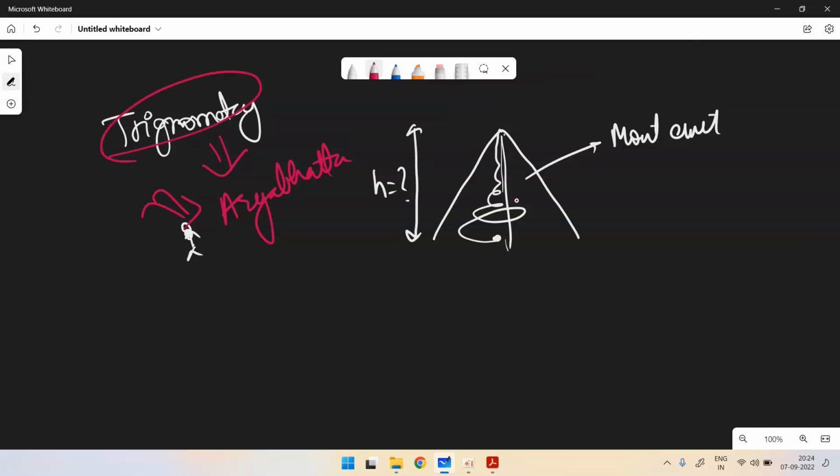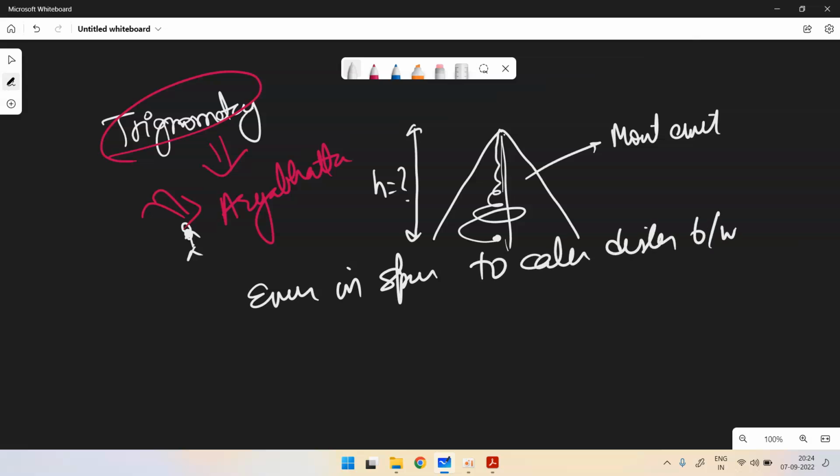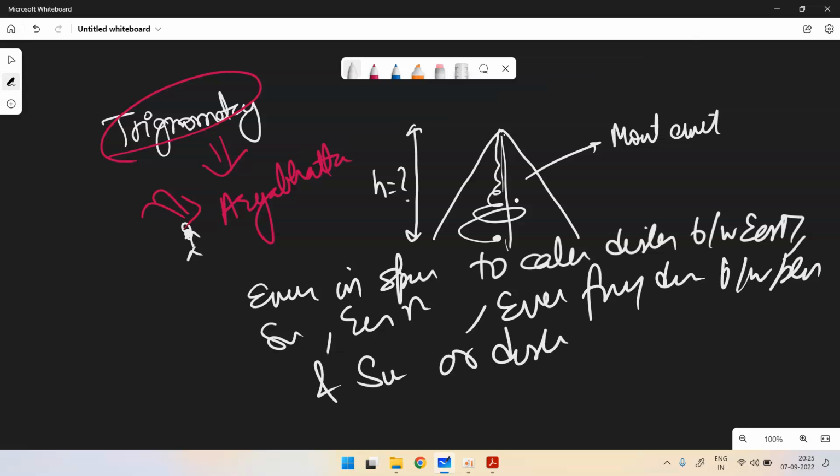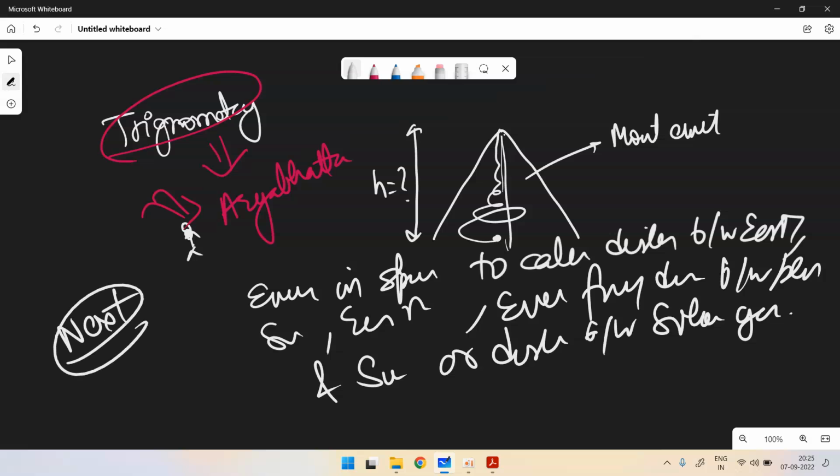Now this tool, trigonometry, is used even in space, to calculate the distance between Earth and Sun, Earth and Moon, or even the distance between planets and the Sun, or between solar systems, probably even the nearest solar system, etc. This is not directly calculated through trigonometry, but the devices used for calculating this are based on trigonometry only.